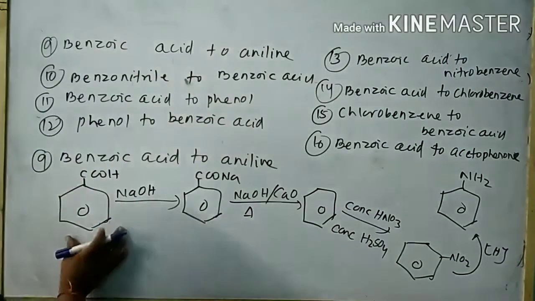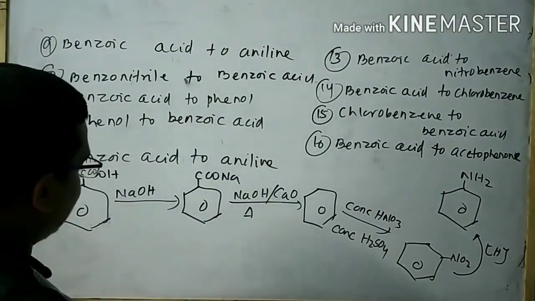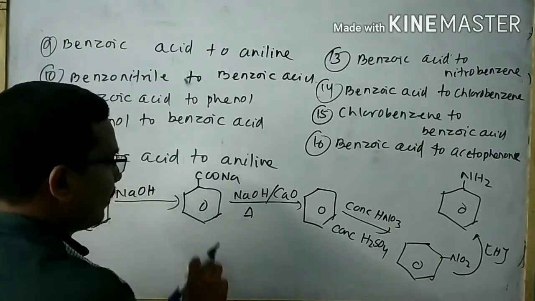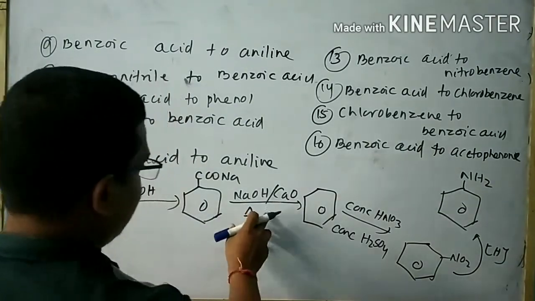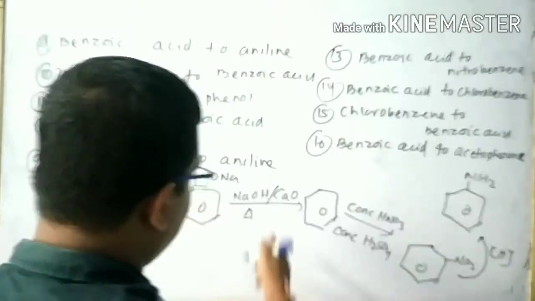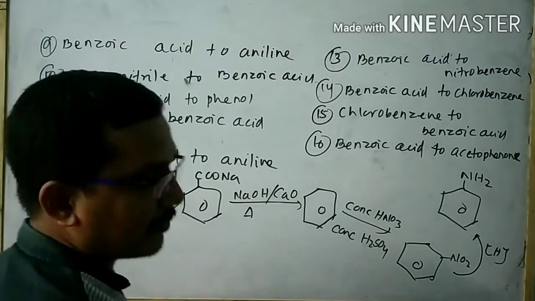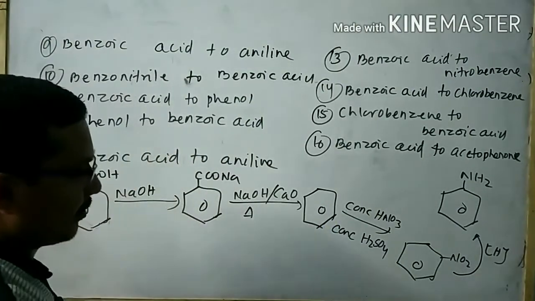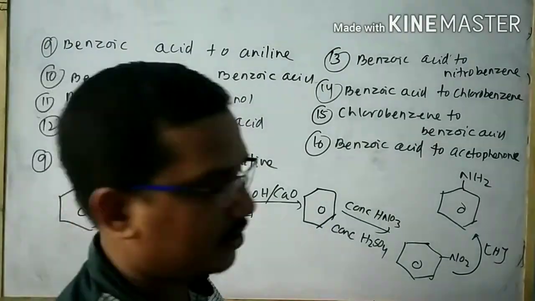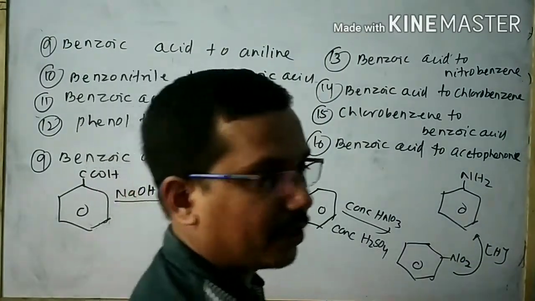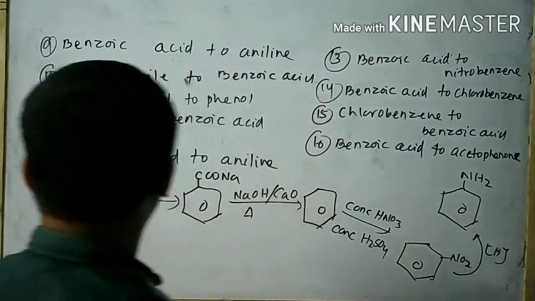Again I will repeat, benzoic acid undergoes reaction with sodium hydroxide, sodium benzoate is formed, then sodium benzoate is subjected to reaction with sodium hydroxide in the presence of calcium oxide, that is said to be the Dumas method, then benzene is formed. Now benzene is subjected to nitration, gives nitrobenzene, and nitrobenzene subjected to reduction gives aniline.